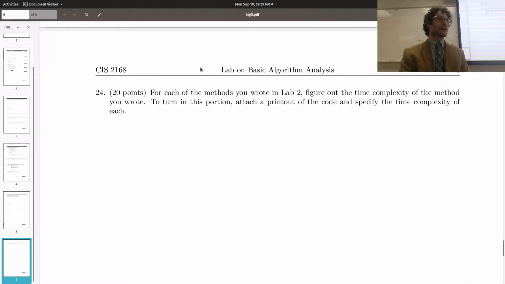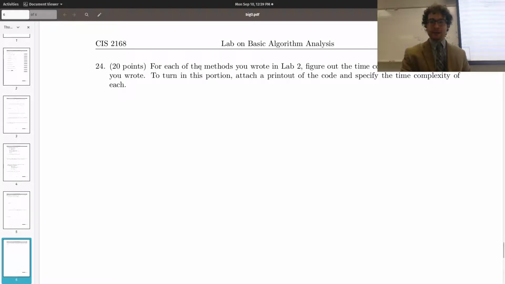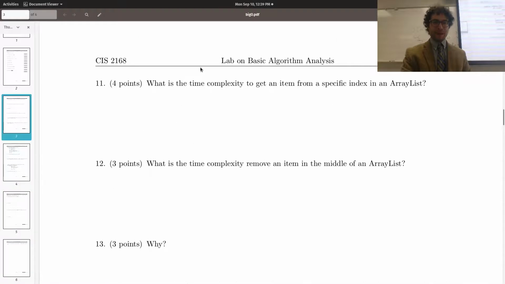The last page is here. For everything in lab 2, I also want you to give me the big O analysis of that, okay? And I'll give you a hint, a very easy hint. It's probably going to be an O of n algorithm or an O of n squared algorithm. It's probably going to be one of those 2. Okay? So now what the heck do I mean by those?